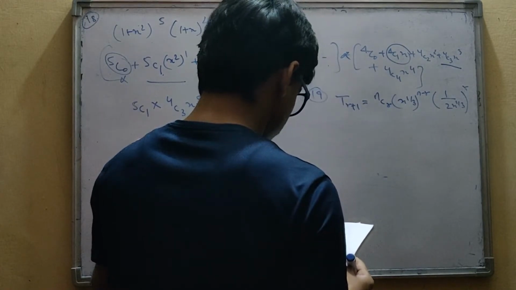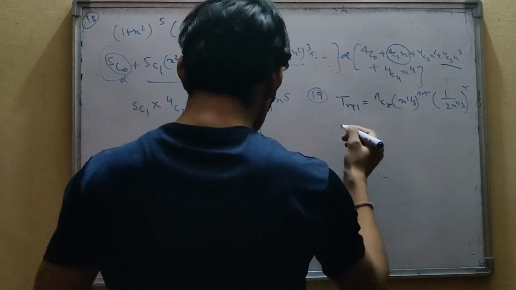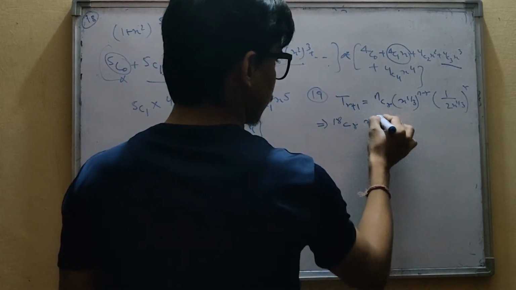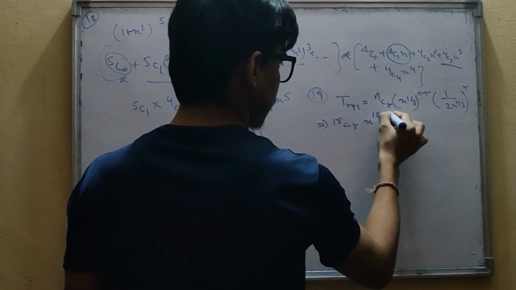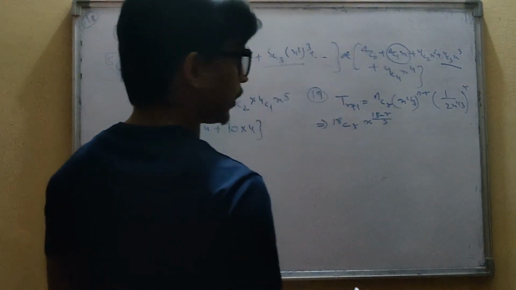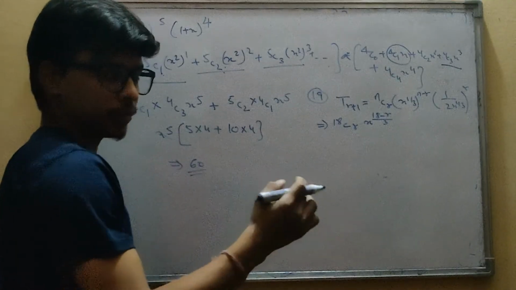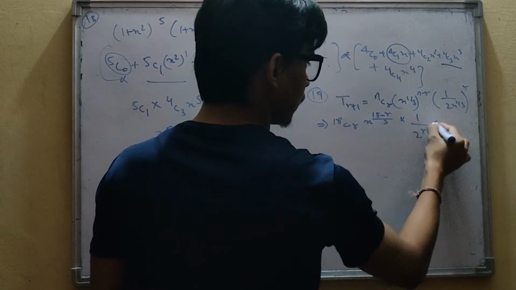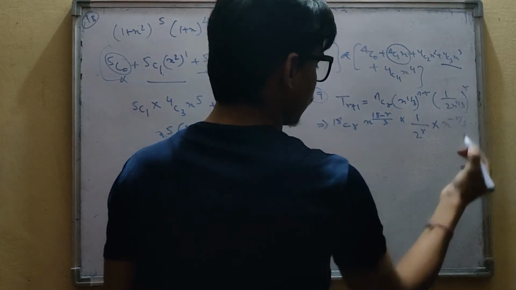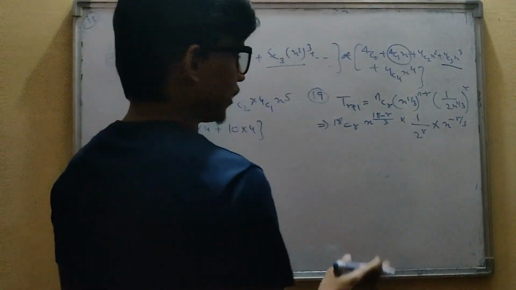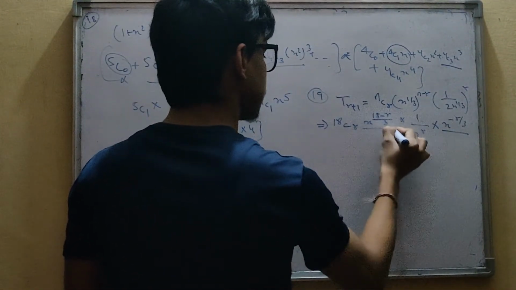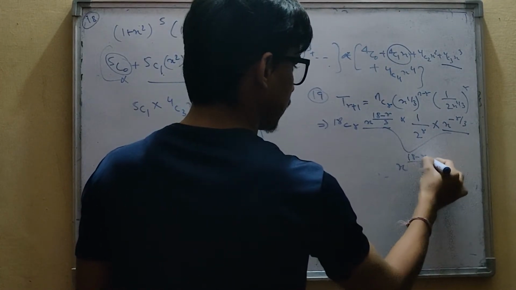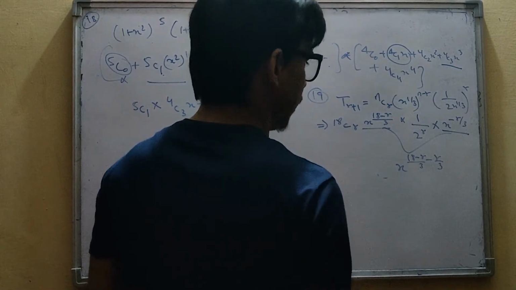Now what is n? n is 18, so this is 18Cr. Now x to the power (18 minus r) by 3, because the powers will get multiplied like this. Now this is going to be 1 upon 2 to the power r, and this is going to be x to the power minus r by 3. I think you know that, right? Now this and this will multiply, and it becomes x to the power (18 minus r)/3 minus r/3. The powers will get added.